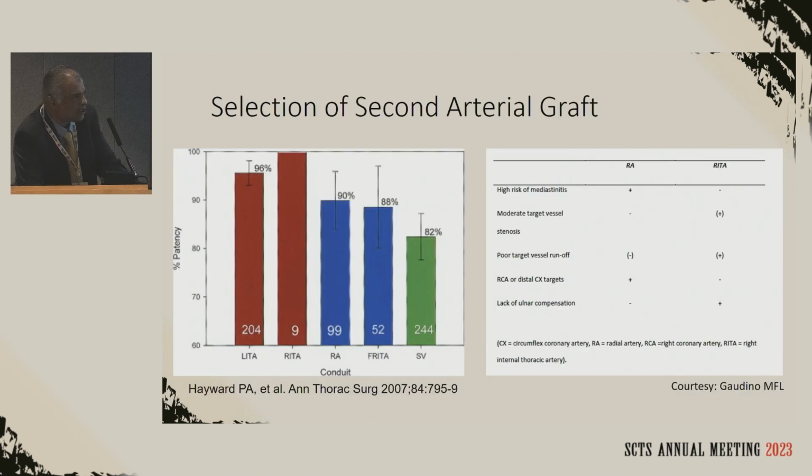If you look at the patency, this is a slide from the RAPCO trial. Essentially what it shows is that there's not a huge difference between the patency rates of RIMA and radial when used appropriately. On the left-hand side, I've got a table from a publication by Maria Godino, and essentially it gives you the selection criteria for using radial versus the RIMA.